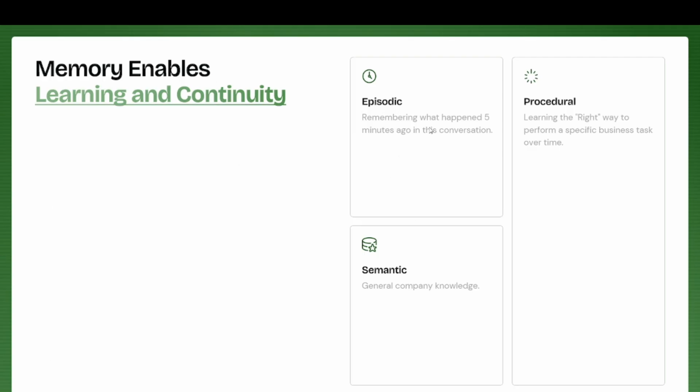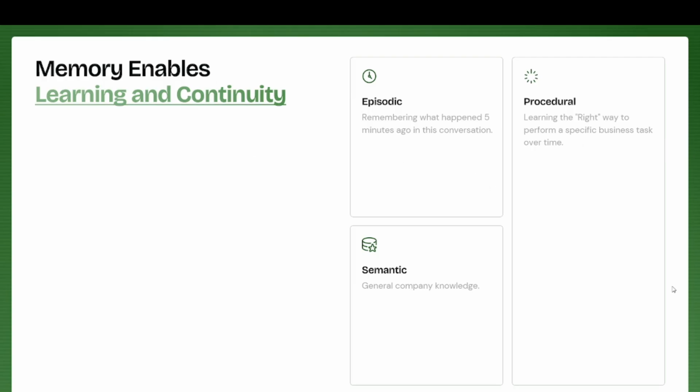So we have memory enables learning and continuity. So we have 4 types of memory, as we have said. We have the episodic memory, which helps the agent to remember what happened 5 minutes ago or one day ago. It keeps agentic conversation that is maybe 5 minutes old, and so on and so forth.